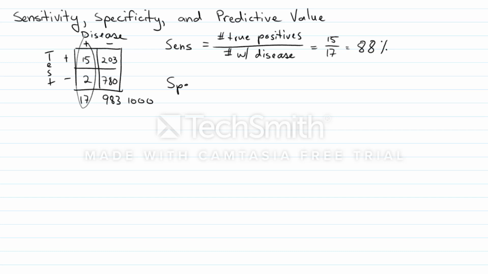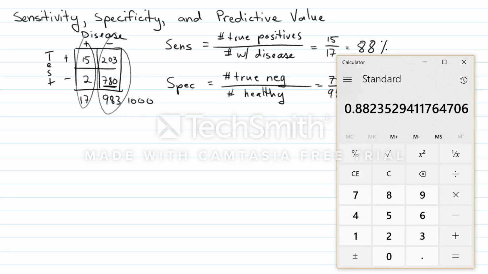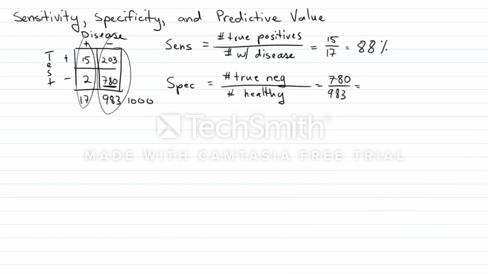And likewise for the specificity, just call it spec. For specificity we have the number of true negatives, just kind of the opposite of sensitivity in some ways, divided by the number of people who are healthy. So we have 780 true negatives, and we have a total of 983 people who are healthy. Let's go ahead and calculate that. 780 divided by 983 is 79% specificity.